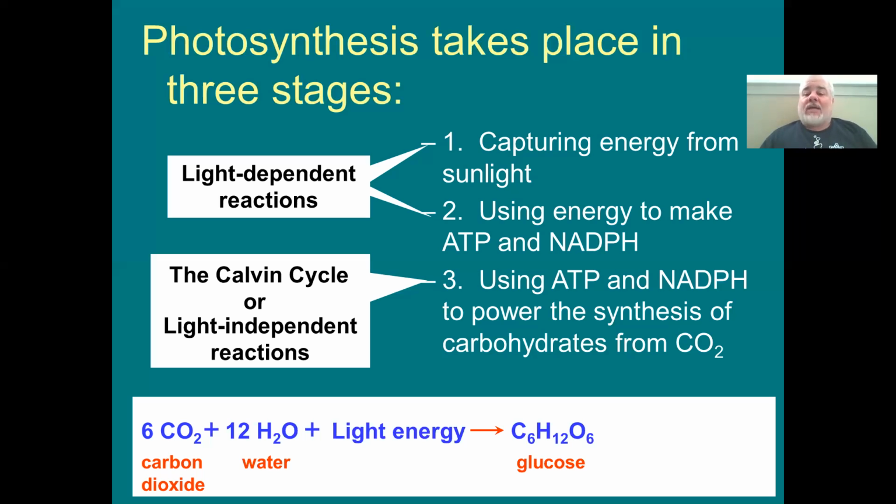And you need to memorize what glucose is, not its chemical structure in detail, just how many carbons it has, how many hydrogens, and how many oxygens. And it's pretty easy numbers to remember. Everything in here is 6s and 12s. So we've got 6 carbon dioxides plus 12 waters plus some light energy produces C6H12O6, 6-12-6. With a little bit of practice, that's not too hard to memorize and be able to spell glucose.